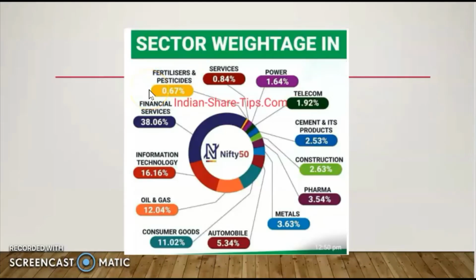First, you need to know the sectors in our stock market, what their weightages are, and which is good for us. Financial services, information technology, and oil and gases are the most occupied sectors. Financial services are 38.606%, information technology, meaning IT, 16.16%, and oil and gases 12.04%. After that, consumer goods also.